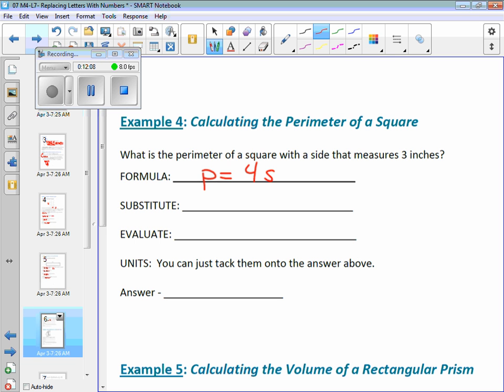Substitute. What's the value that they give you for the length of the side? 4. Now I've got to put the dot back in again. I can't put two numbers together. Do you see why it's the same as S plus S plus S plus S? What's 4 times 3? And then finally, when it's just perimeter, what are the units? Just inches.